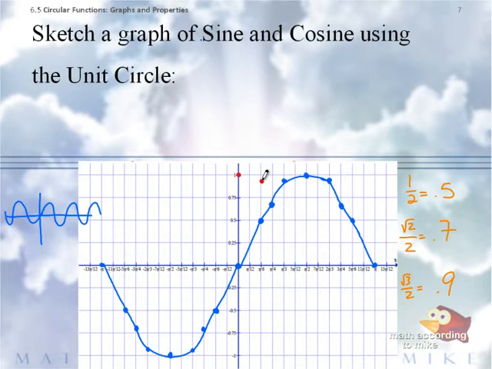At pi over 4, the cosine value is 0.7, the radical 2 over 2. Notice they're right on top of each other, which should not surprise you because sine and cosine equal each other at pi over 4. And pi over 3, the cosine value is 1/2, 0.5, good. And then at pi over 2, the cosine value is 0.